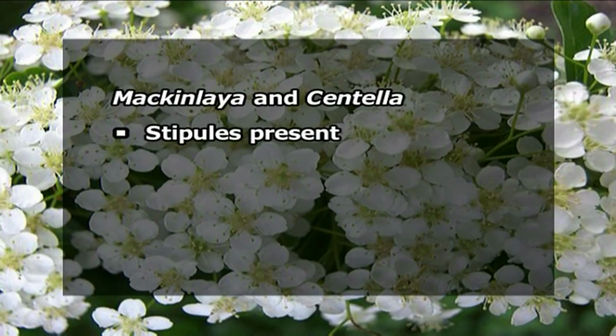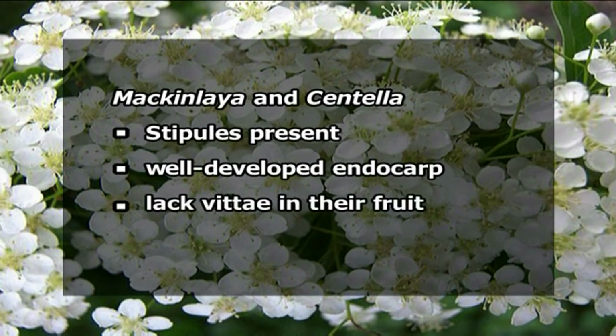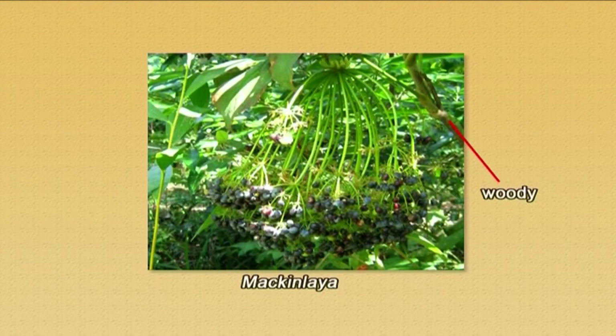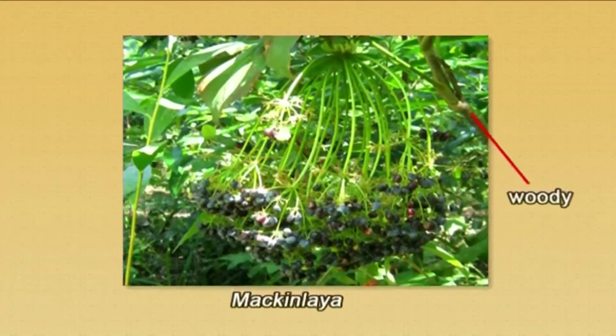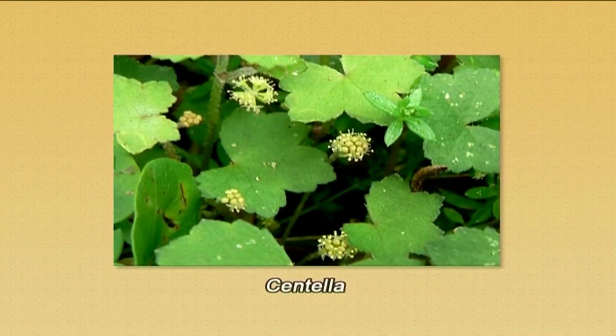At the same time, some genera like Mackinlaya and Centella are anomalous. Both genera have stipules and a well-developed endocarp, but they lack oil cavities, that is the vittae, in their fruit. Nevertheless, Mackinlaya is a woody genus and is similar to Apiaceae in many features, while the related genus Centella is herbaceous and has a schizocarpic fruit.